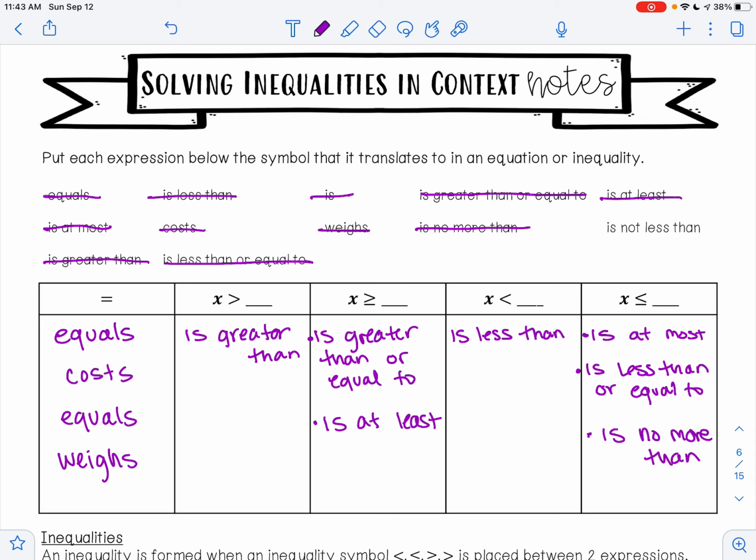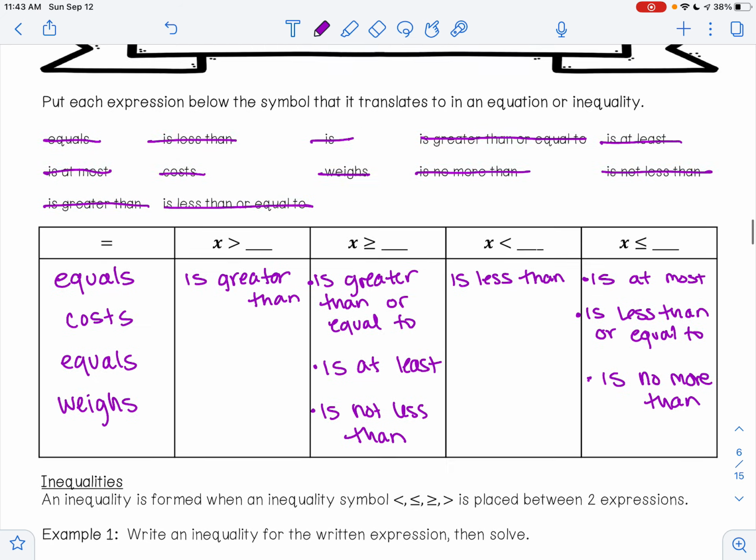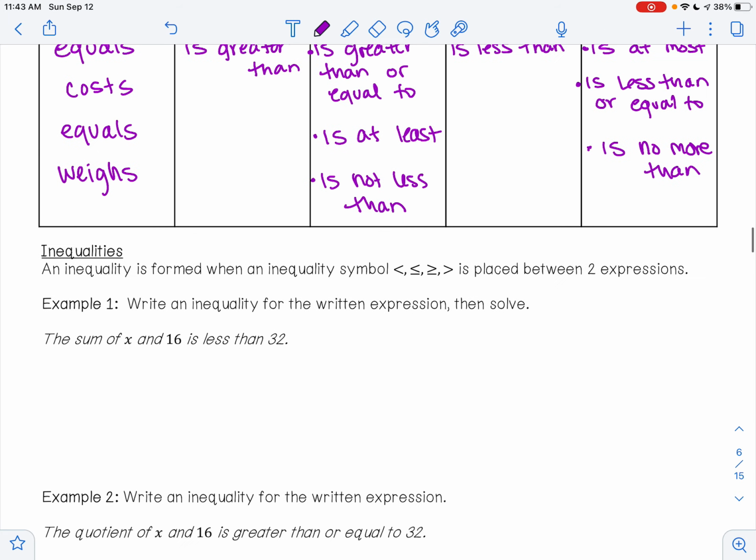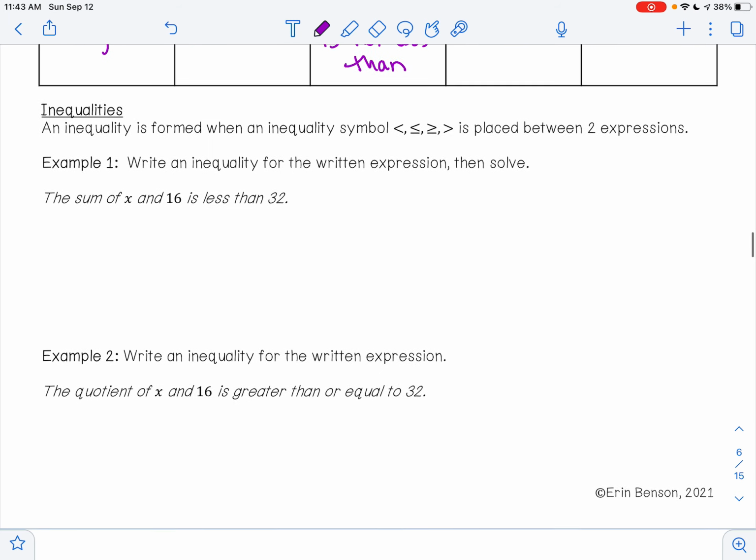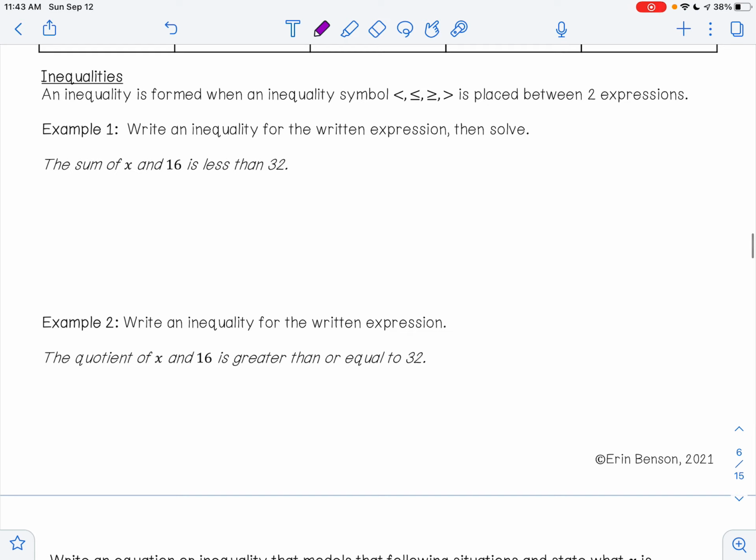Is not less than. The tickets to that concert is not less than $50. That would mean $50 is the minimum amount, and it could go up from there. So that would also be greater than or equal to. Inequalities. An inequality is formed when an inequality symbol, such as less than or equal to, greater than or equal to, is placed between two expressions.